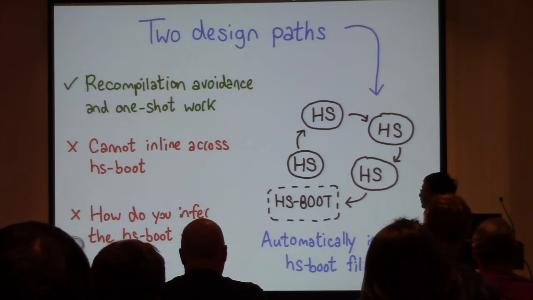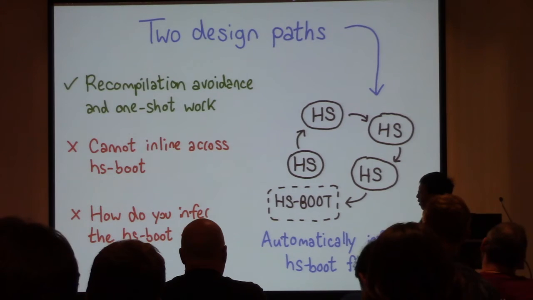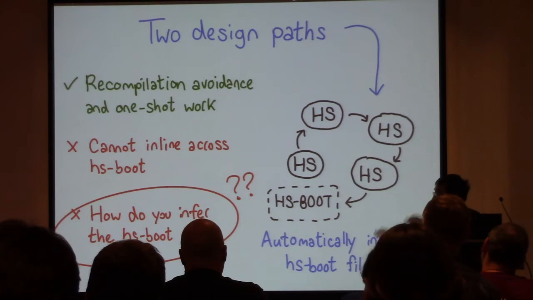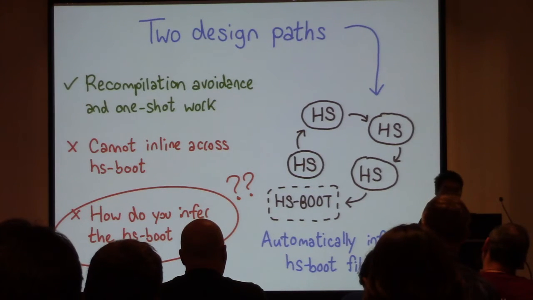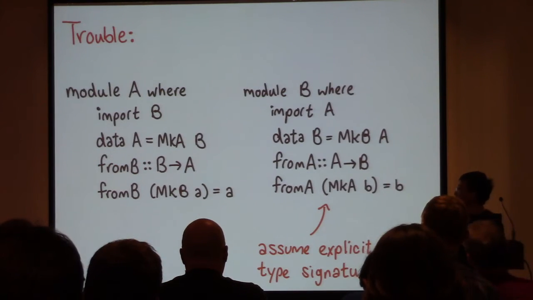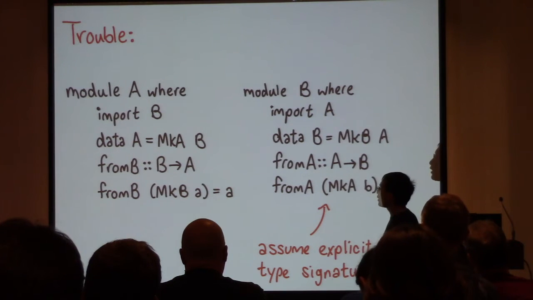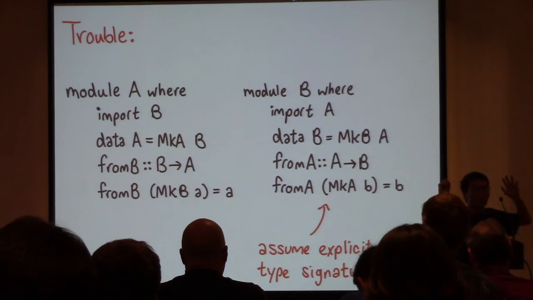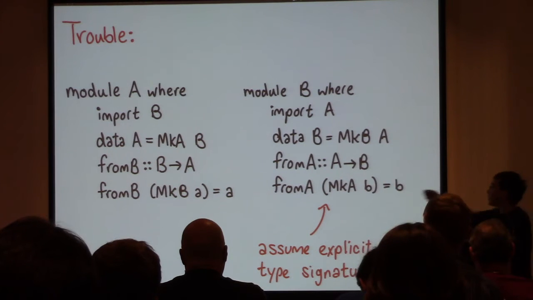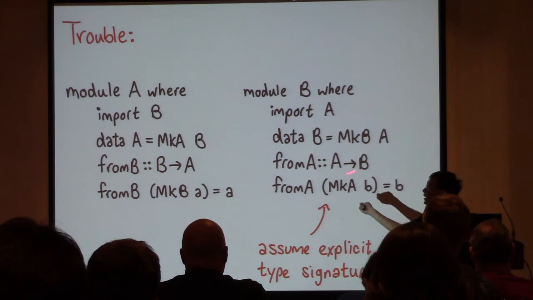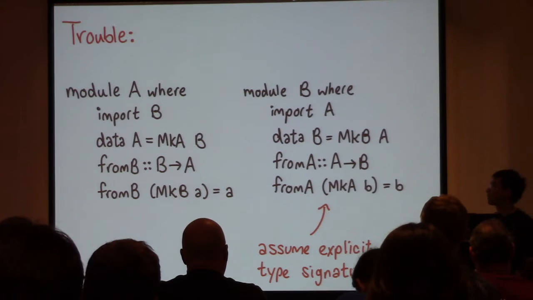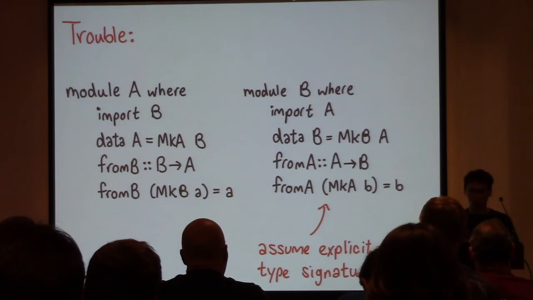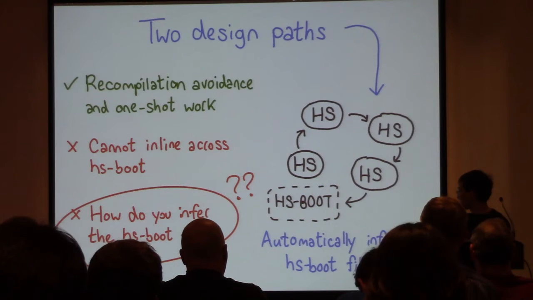There are cases when that's useful. But there's a big problem, which is: what is the actual hsboot file you are going to infer? Let me explain in a little more detail what the problem is. Here's our very classic mutually recursive module. We have a data type A and a data type B, and they rely on each other, and some functions which refer to things from the other module. I've written explicit type signatures because this won't work at all without them.